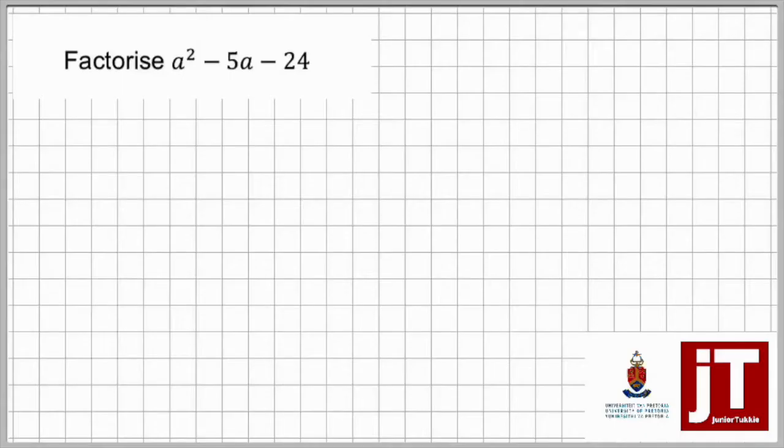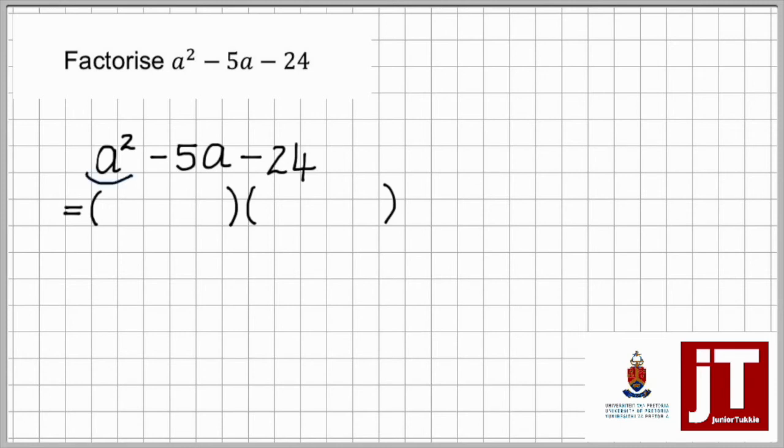The last problem in this video says, factorize a squared minus 5a minus 24. There's no highest common factor, so we can skip along and start factorizing the trinomial. We take a look at the first term, which here is a squared. So the first term in each set of brackets will be a, because a multiplied by a is of course a squared. Now to decide on the signs, we take a look at the last term, which like the previous problem is negative. That negative tells us the signs are different, so we write down a positive in the one bracket and a negative in the second bracket.